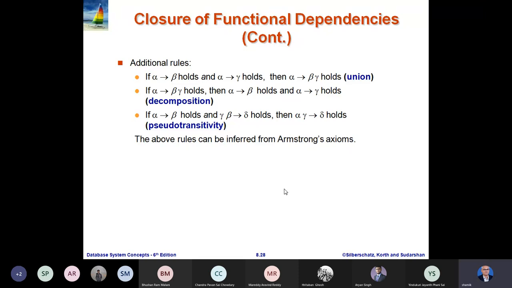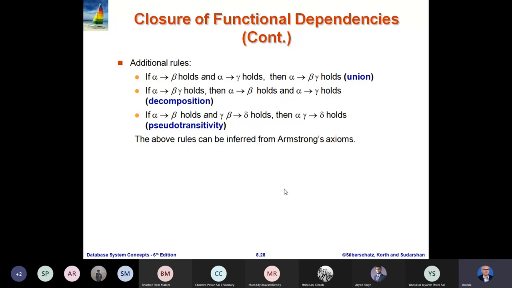And pseudo transitivity, that if alpha to beta holds, and if we now have gamma beta to delta holds, this is very useful. We often apply it. So basically, gamma along with beta functionally determines delta, and alpha functionally determines beta. So alpha along with gamma will functionally determine delta, because we can understand that we can apply some of the previous rules to get this, that alpha to beta holds and gamma beta to delta holds.